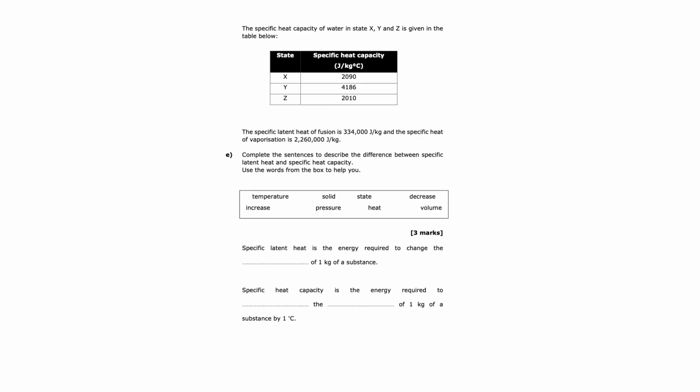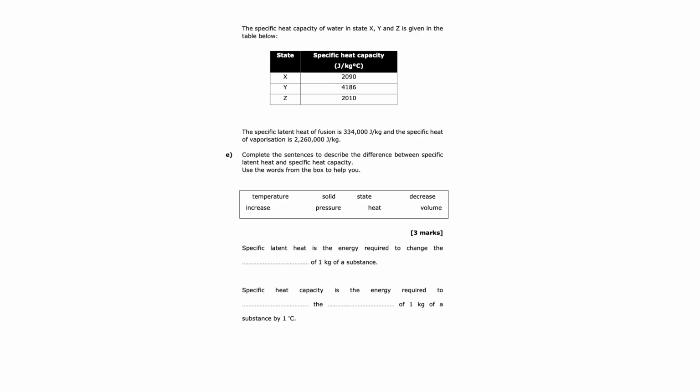Here we're told that the specific heat capacity of water in state X, Y and Z is given in the table below. We're told that the specific latent heat of fusion for water is 334,000 joules per kilogram, and the specific latent heat of vaporization is 2,260,000 joules per kilogram. Here we're asked to complete the sentences to describe the difference between specific latent heat and specific heat capacity, and we're told we can use the words from the box to help us.